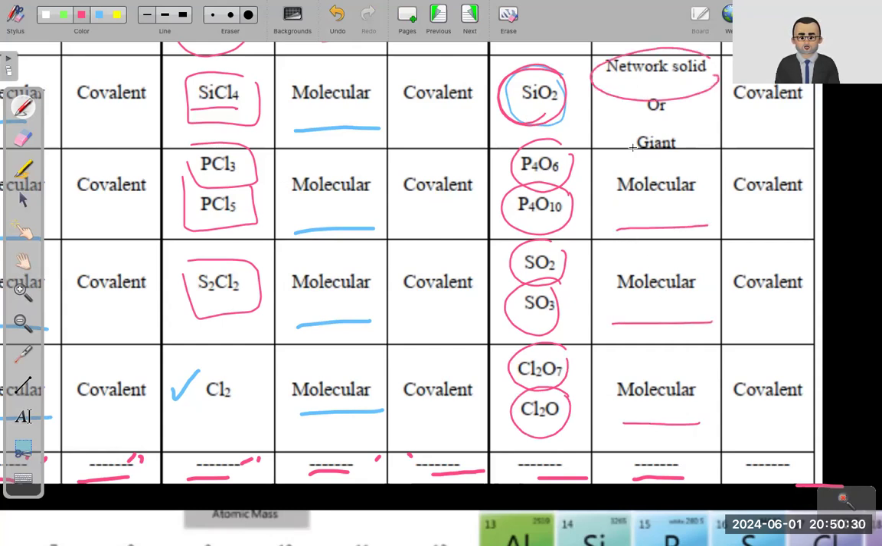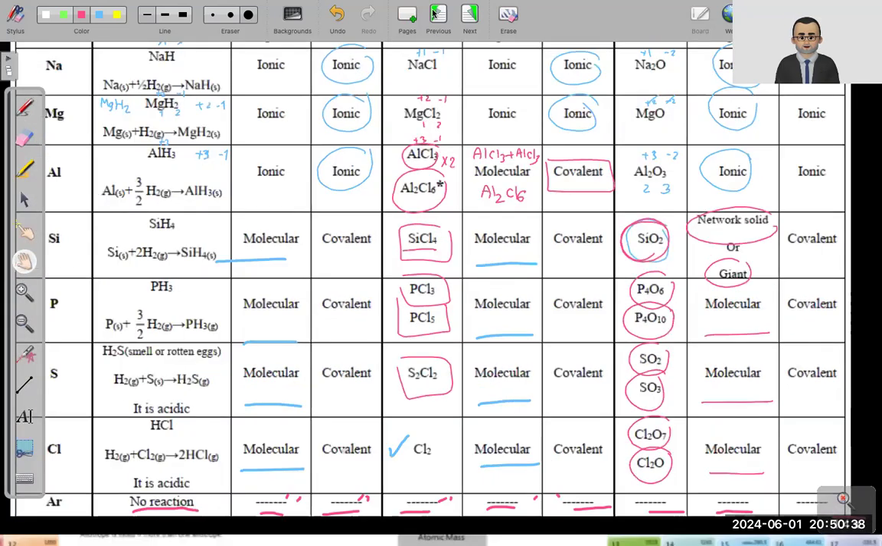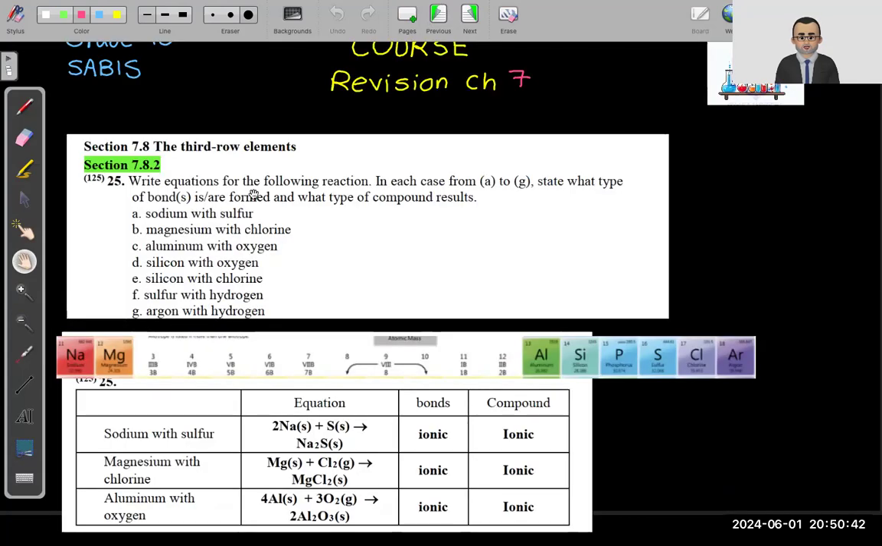This one is network solid, and this is giant solid. So the more you memorize from the table, the more it will help you in the questions. Let's see one of the questions, how we use the table in it. For example, when he asks what is the reaction between sodium with sulfur, it forms something like Na2S, magnesium with sulfur, it's all written here, magnesium chloride, and this is an ionic compound.